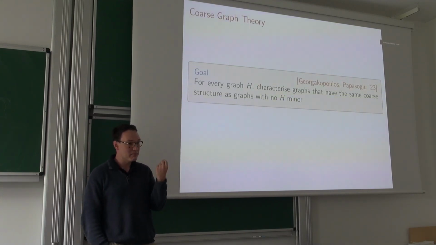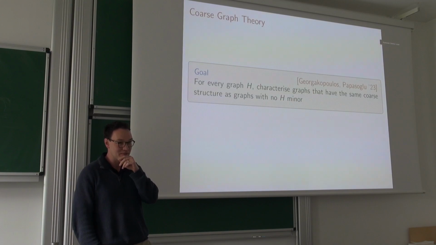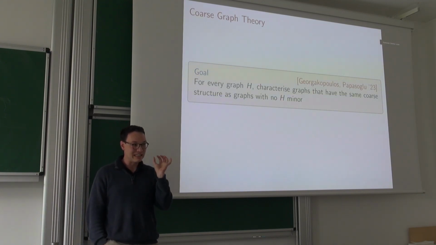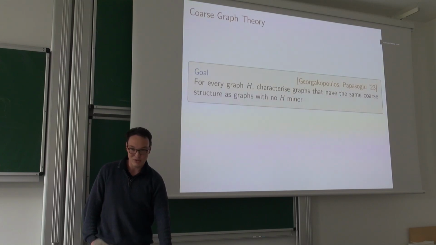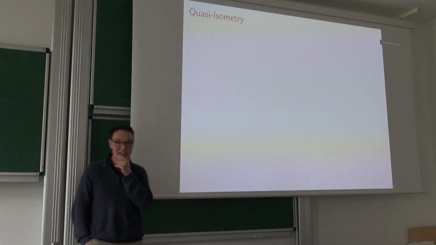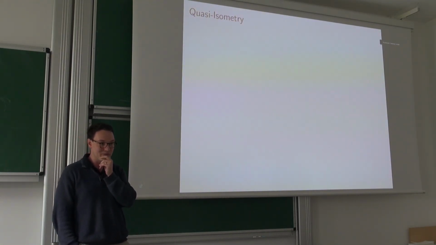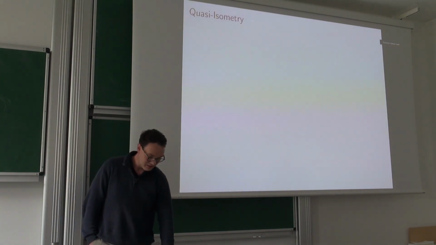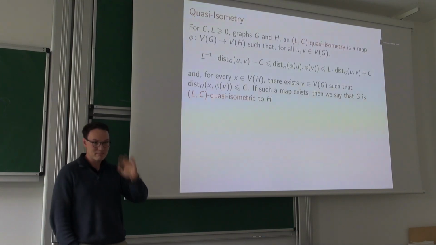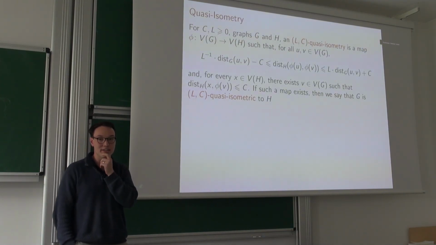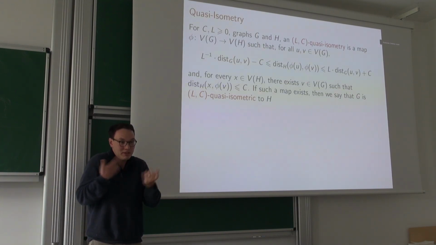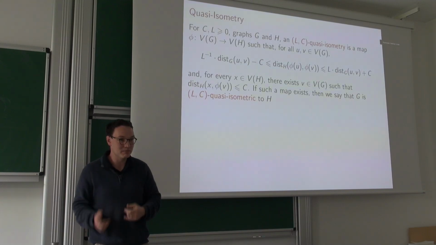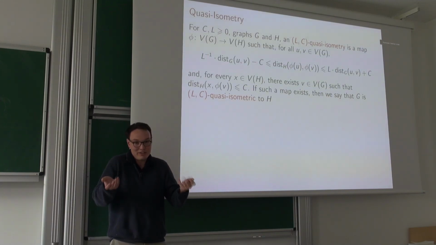And that's when an important notion from metric geometry comes into play, which is the key definition to understand in coarse graph theory, and that is this definition of quasi-isometry. So this is the main big scary definition for this talk: a quasi-isometry. So what is a quasi-isometry? Okay, let's start off with what is an isomorphism.